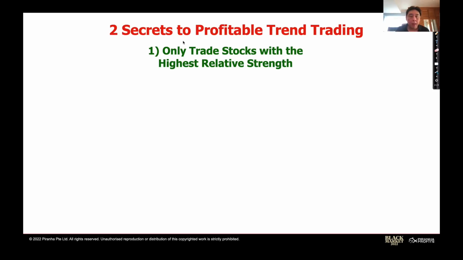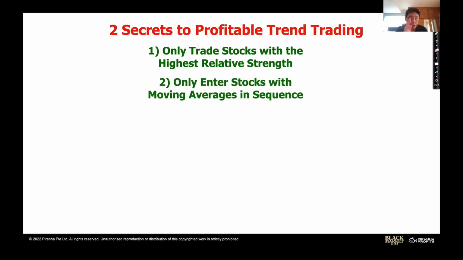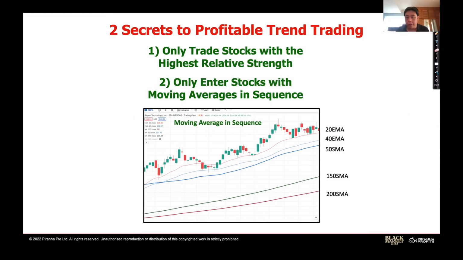The second thing is I only enter stocks for a trend trade when the moving averages are in sequence. Again, when the 20 EMA is above the 40 EMA, and when the 50 simple moving average is above the 150 simple moving average and is above the 200 simple moving average, that gives you a very strong trend. And there's a very high probability the price will continue moving in the direction of the trend. So we call this a high probability trade entry.